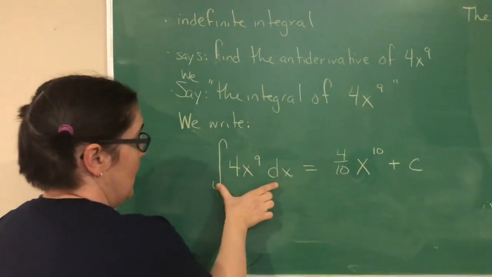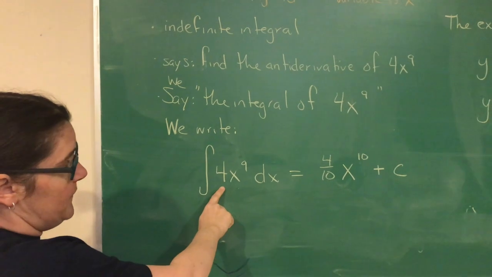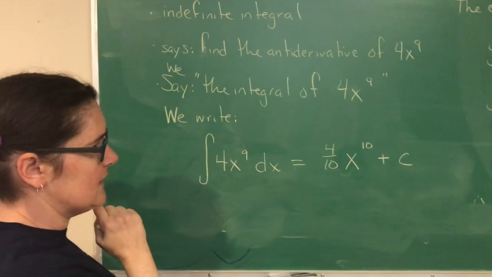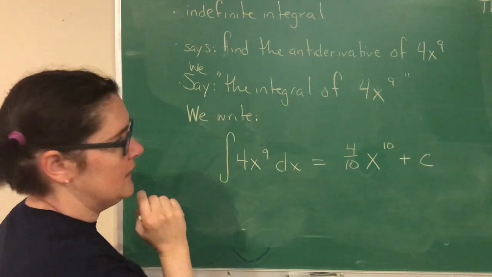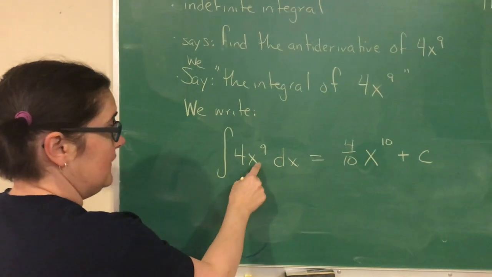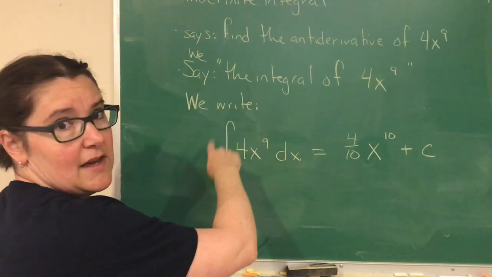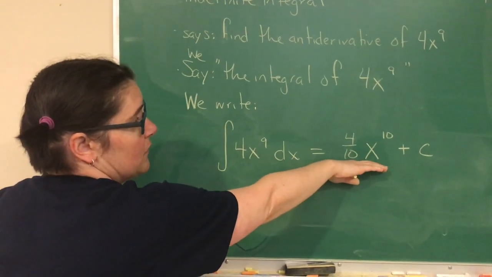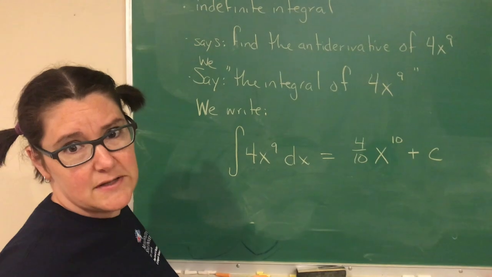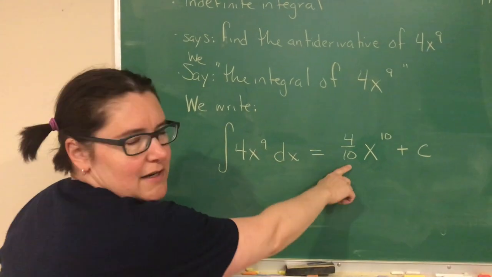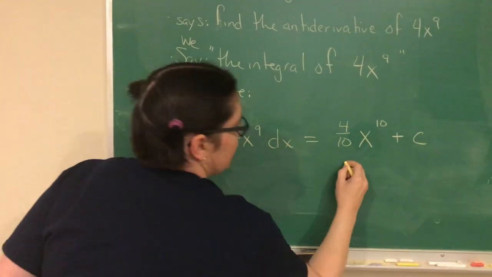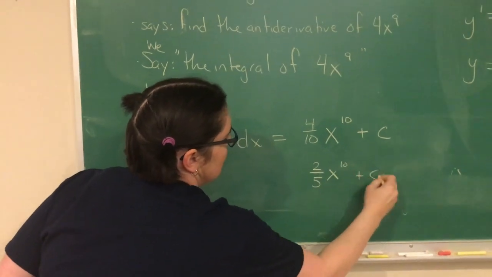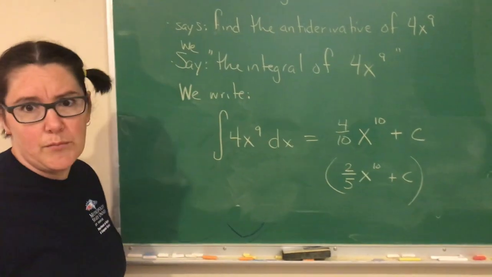Now, I read this as the integral of 4x to the 9th dx is equal to 4/10 x to the 10th plus c. Another way to say that is 4x to the 9th is the derivative, and the original function was 4/10 x to the 10th plus c. Now, if you're super excited about fractions, you could simplify 4/10 to 2/5 x to the 10th plus c, but that's not really that important for us.